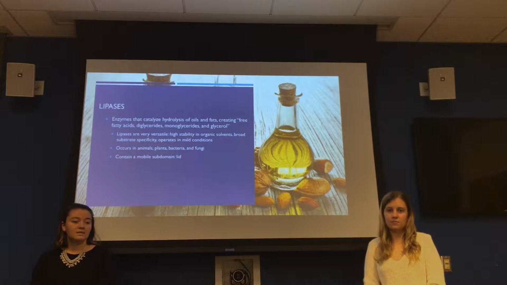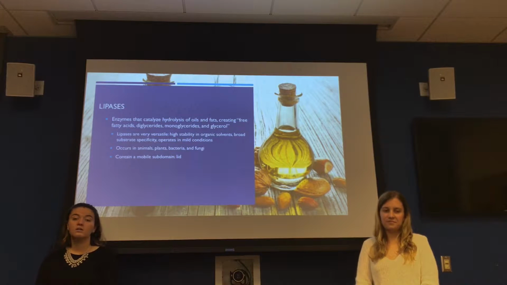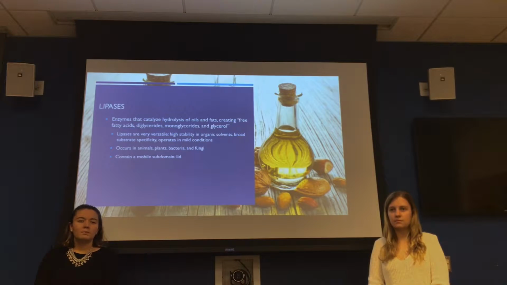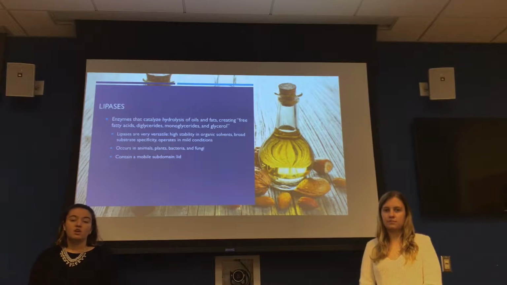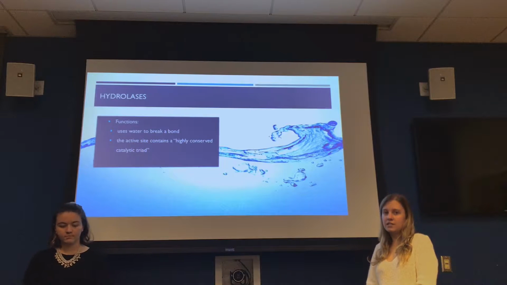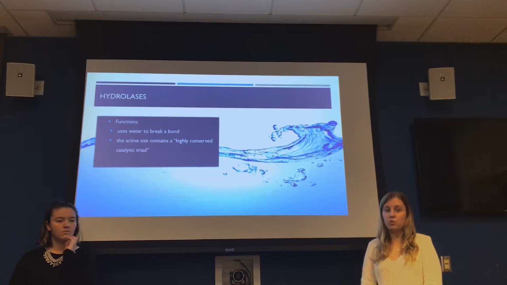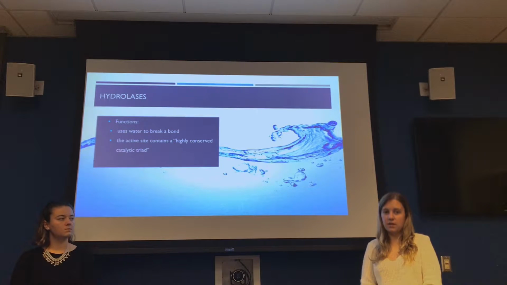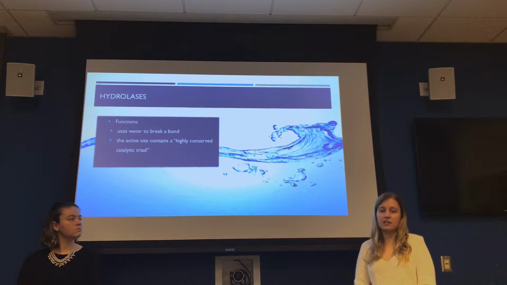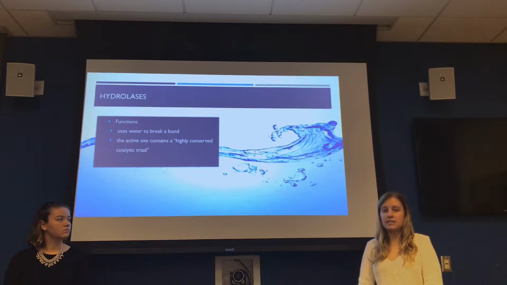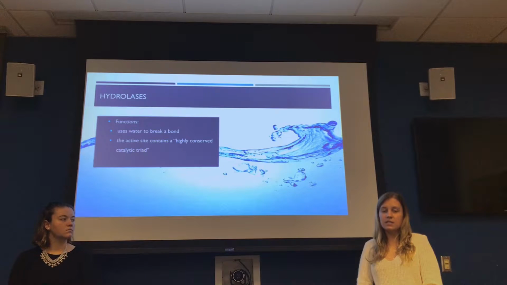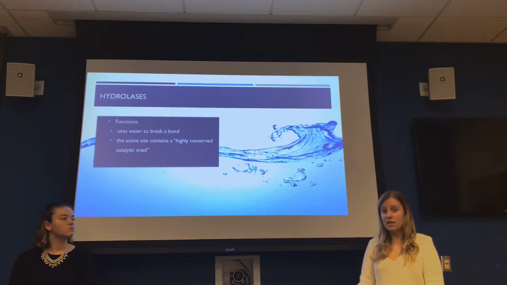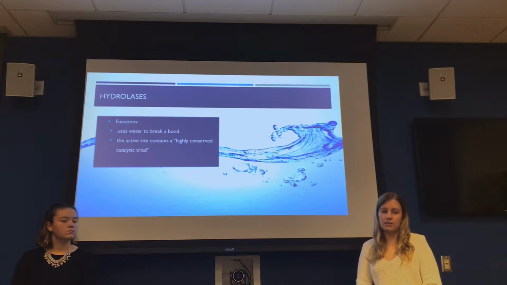And something special about it is that it contains a mobile subdomain called a lid. This lid has open and closed formations, and the lid helps to regulate substrate binding. And then the hydrolases. So as you know, hydrolases use water to break up bonds. Specifically, our enzyme is in the alpha-beta hydrolase family, meaning it has a highly conserved catalytic triad. The catalytic triad consists of one nucleophilic residue, typically serine, one catalytic acidic residue, either aspartic acid or glutamic acid, and then one histidine residue.